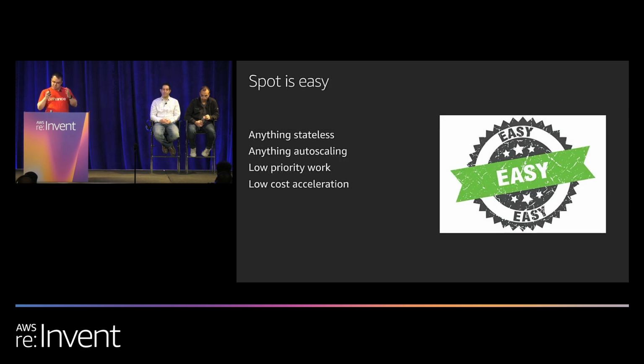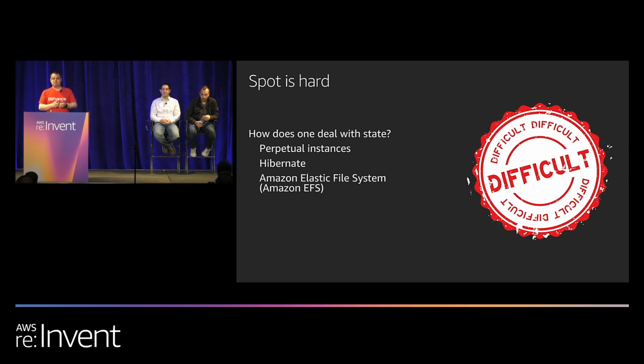And as Chad said, Spot really works if you follow these guidelines, okay? So, of course, anything that's stateless. Everything auto-scales, right? Surely every workload that we all run auto-scales. Low priority work, low cost acceleration, okay? And then we looked at our design patterns and those didn't necessarily match. So we went, man, this is going to be really hard. Our main challenge was around state, okay? So how do we deal with that?